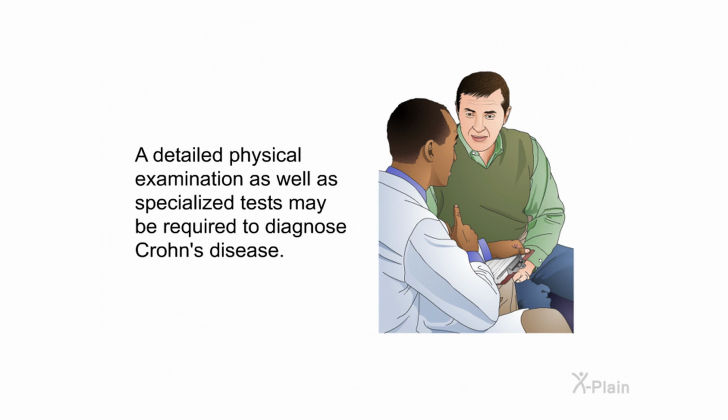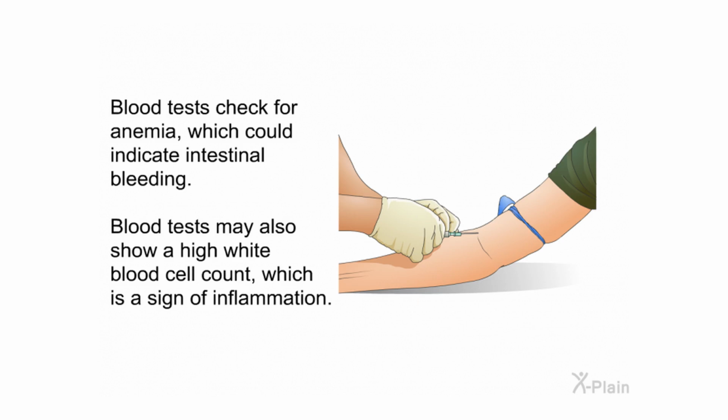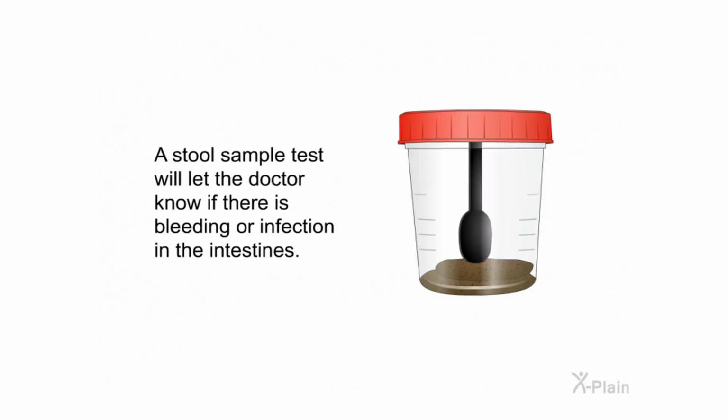A detailed physical examination as well as specialized tests may be required to diagnose Crohn's disease. Blood tests check for anemia, which could indicate intestinal bleeding. Blood tests may also show a high white blood cell count, which is a sign of inflammation. A stool sample test will let the doctor know if there is bleeding or infection in the intestines.